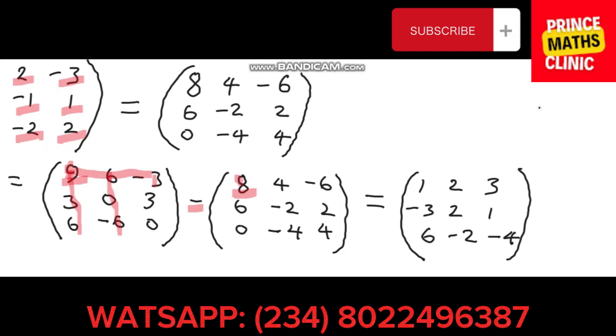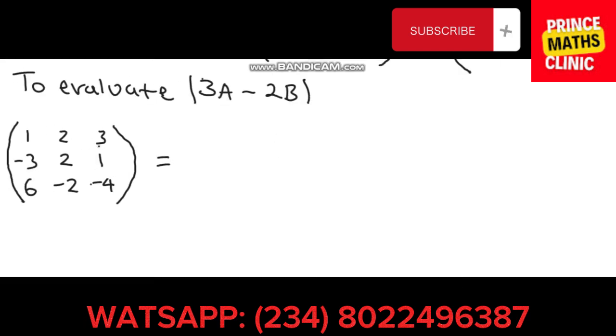And the next part of the question says we should look for the determinant of the result we obtained here, which is 1, 2, 3, minus 3, 2, and 1, 6, minus 2, and minus 4. To evaluate this, the symbol here means determinant. When they put any figure or alphabet inside two parallel lines like this in matrices, it means to find the determinant of that.